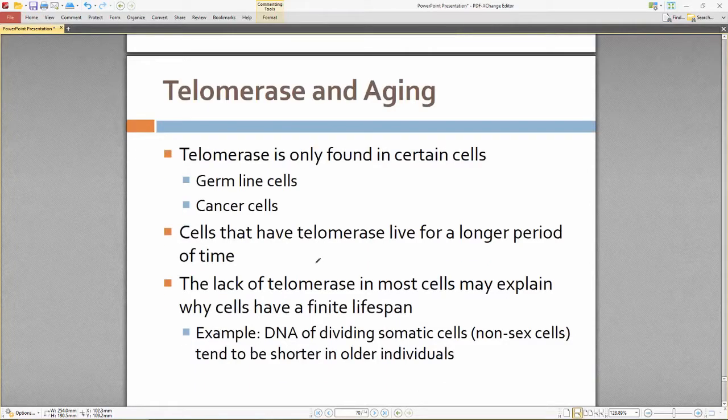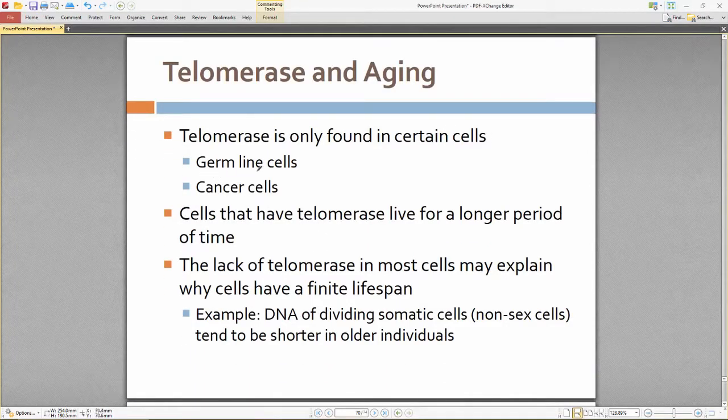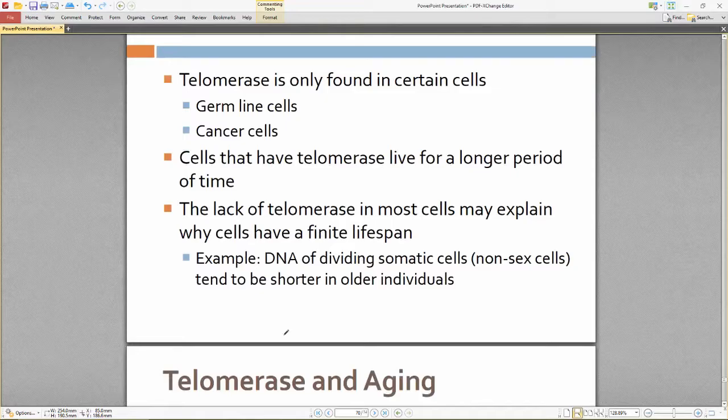So telomerase is only found in certain cells. It's only found in germline cells and cancer cells. Cells that have telomerase live for a longer period of time because, as we talked about earlier, the uncapping of cells is related to senescence, and senescence is related to basically cells ending themselves. The lack of telomerase in most cells can explain why cells have a finite lifespan, but I don't think that there's definite research just yet.